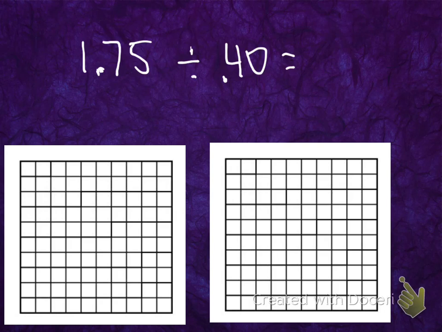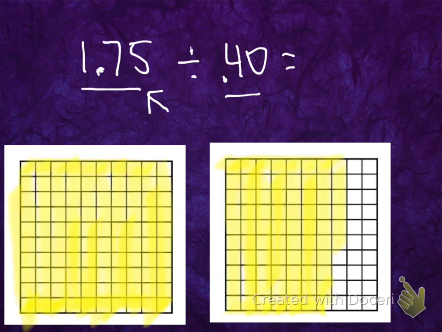Now let's take a look at decimals that show up to the hundredths place. For example, let's take the decimal 1 and 75 hundredths divided by, let's say, 40 hundredths. We're going to represent the dividend, 1 and 75 hundredths, with our base 10 blocks, and see how many groups of 40 hundredths there are in it. As you can see here, I've displayed 1 and 75 hundredths with my base 10 blocks, and I'm going to see how many groups of 40 hundredths I have.